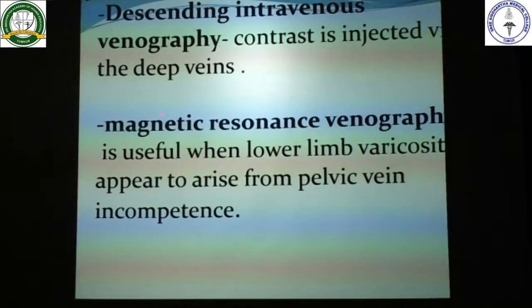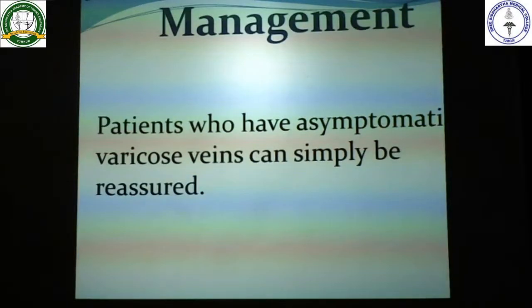And one more entity is magnetic resonance MR venography. MR venography is useful when the lower varicosities appear to arise from pelvic vein incompetence. To assess the pelvic veins, again MR venography is advisable. Then after identifying the incompetent perforators, or after assessing the patient with varicose veins with a duplex ultrasound, the next line is management: how are we going to manage these varicose veins?